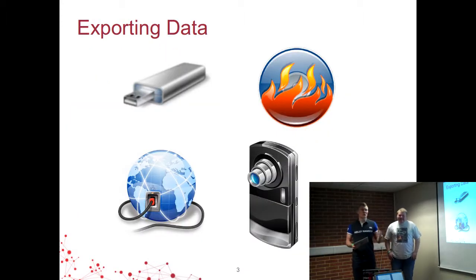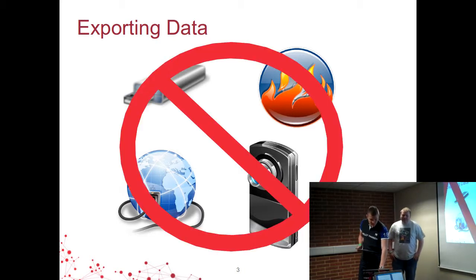Okay, so lots of problems with lockdown systems is that we can't export data. There's no USB storage, there's no CD burning, there's no internet, and there's certainly no mobile phones.